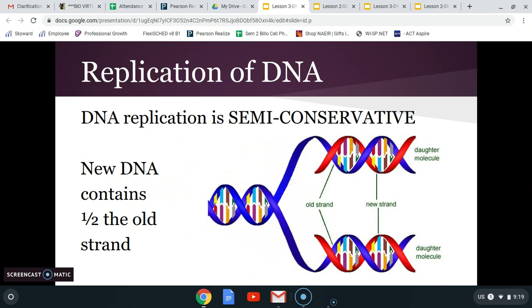We call replication semi-conservative. Semi means half, and conservative means saved. When DNA is copied, you can see here that the red represents new material, while the blue represents the original DNA molecule. When you make copies of DNA, what you're actually doing is using half of the old material and adding onto that with half new material. So what this means is half of the original strand is saved when copies are made.